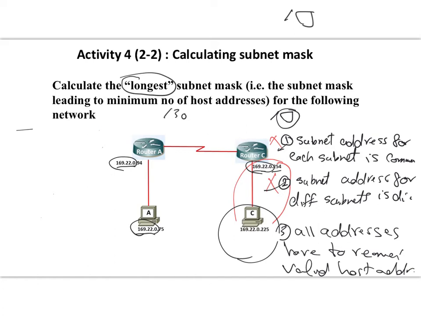So what we need to do is take the last byte here and the last byte here. For this subnet, 254 is in fact 11111110, right? And the 225 is 111 and then 00001. Let's put a hard boundary here, because this is one subnet. So these have to be common.